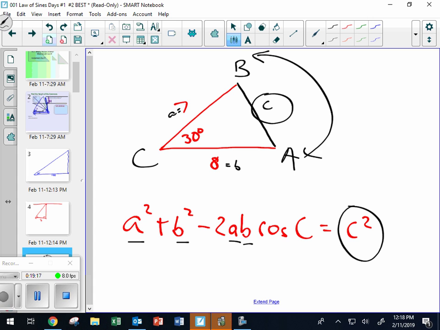Okay. I'm going to label it this way just so you have something to go from. And I'd like you to figure out side C. Remember at the end, it's a really big number. Then you have to take the square root of it to get C alone. All right, I'm going to pause for a second while you do your first calculation using the law of cosines.